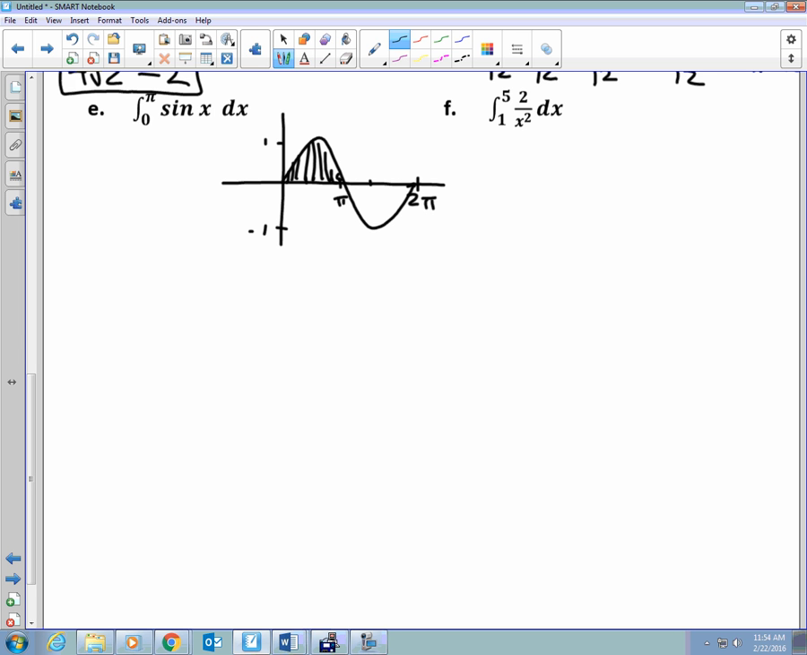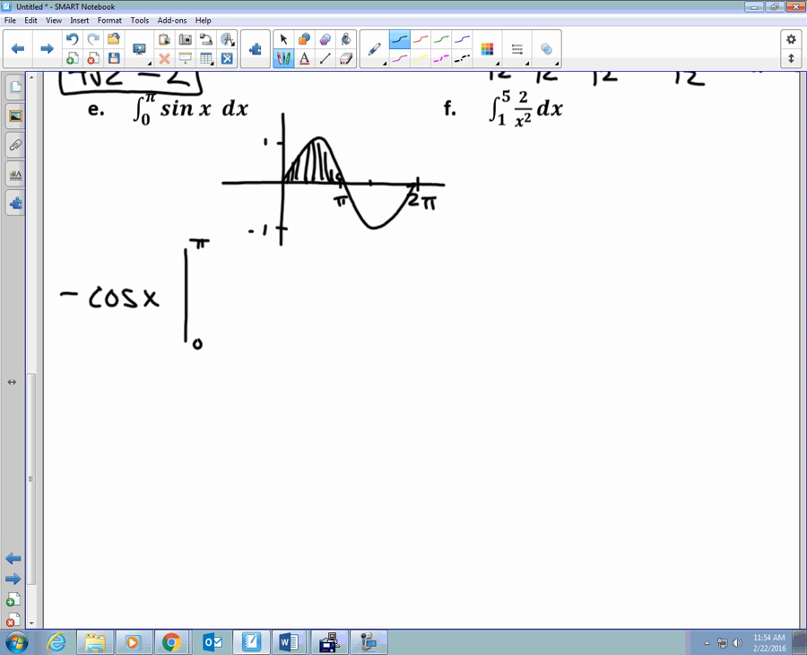Let's do it exactly. What's the antiderivative of sine? Negative cosine. Because the derivative of a cosine is negative sine. So you have to use a negative cosine of x. We're going to evaluate that at 0 and pi.